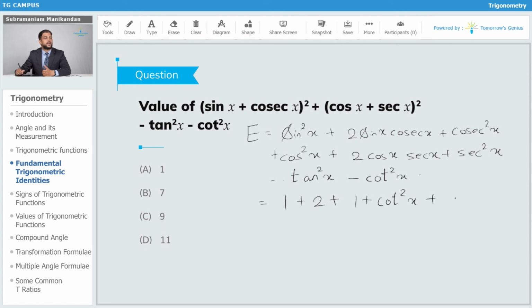Cos square x has gone. Cos x times sec x is just 1 again. Plus sec square x can again be written as 1 plus tan square x. Minus tan square x minus cot square x. So we have 1 plus 2 plus 1, which is 4, plus 2, which is 6, plus 1, which is 7. So option B is the answer to this question.